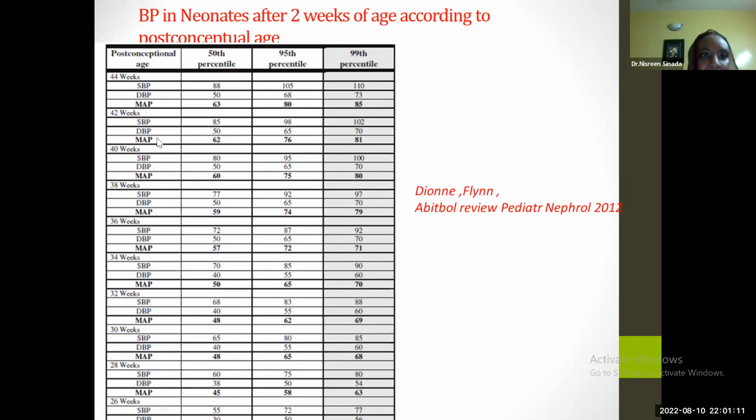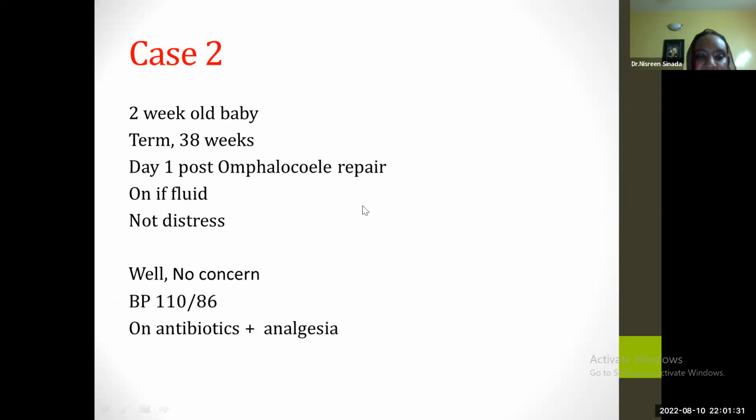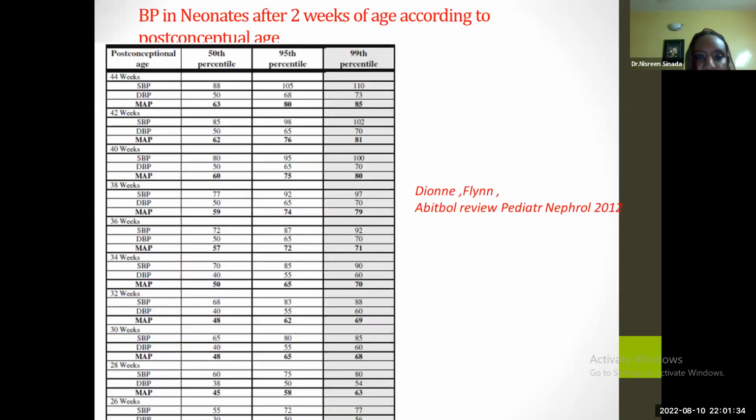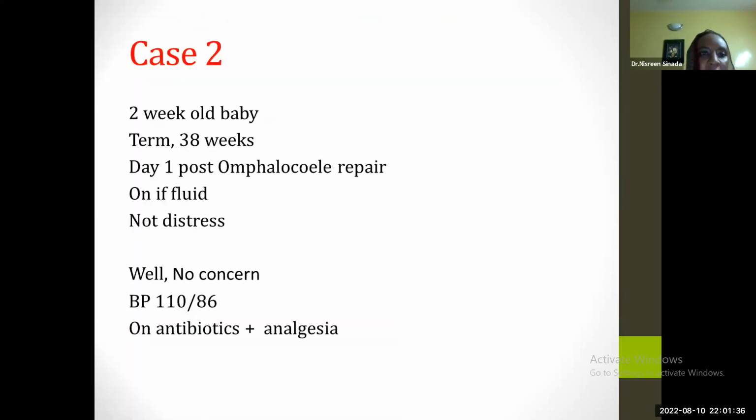Okay, this is the centile chart for the 38-weeker. This is the post-conceptual age of 2 weeks. You see here the 99th percentile blood pressure is 97/70, and our patient's blood pressure is 110/86. So this is stage 2 hypertension. But the patient is asymptomatic, well, not distressed, and he is day 1 post-omphalocele repair.